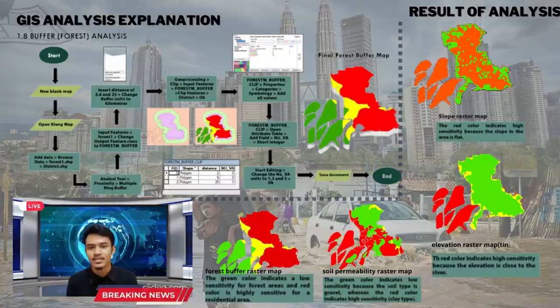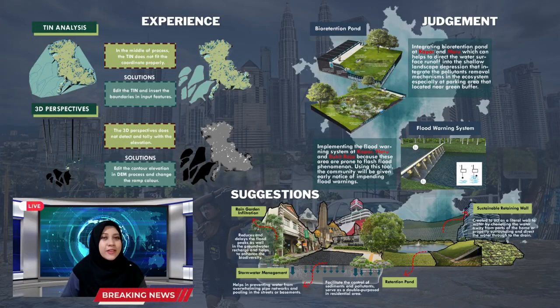In group discussion, we identified a few problems during the analysis part. As you can see, for example, the TIN does not fit the coordinates properly in the middle of the process. So, the solution is that we need to edit the TIN by inserting boundaries as the input features.